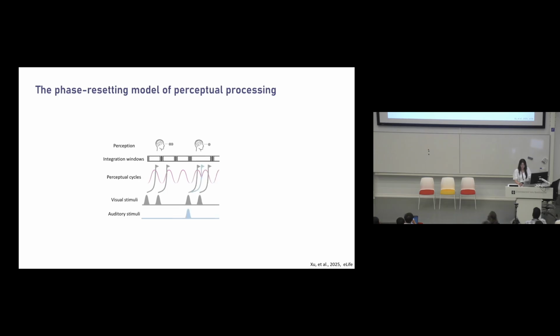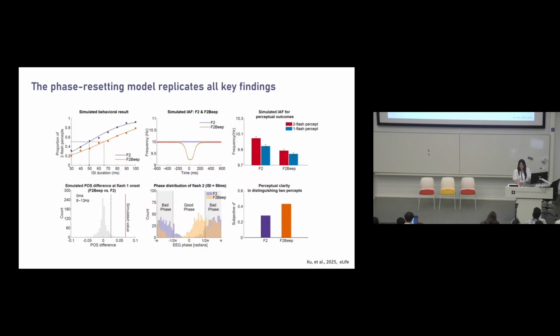However, if we induce the phase resetting effect with the auditory presentation, it could extend the perceptual cycles and also allow the two stimuli to align with a single cycle, and increase the possibility of the one flash percept. With this kind of setting, we successfully replicate the behavioral and neural results, which also helps us confirm that the phase resetting effect is the underlying cause of the effect we observe in the real data.